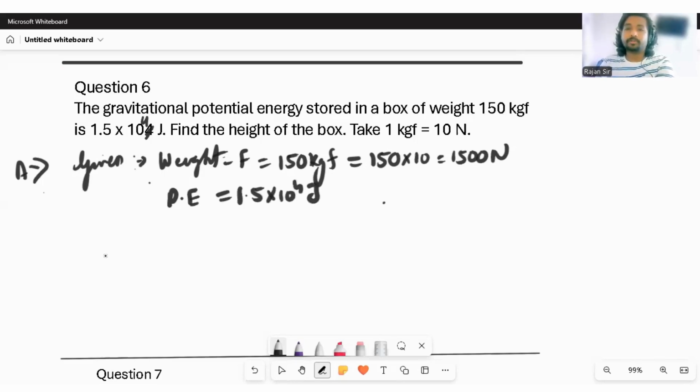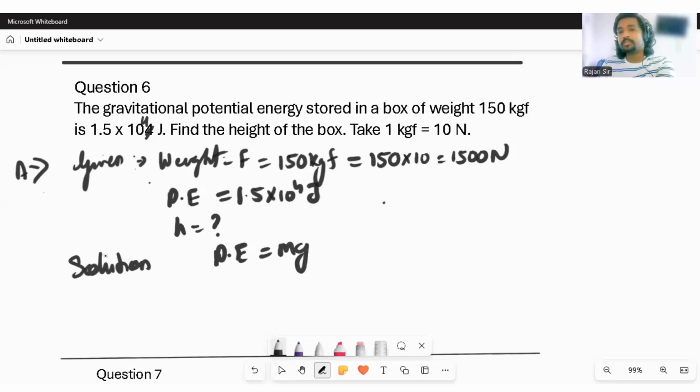Find the height of the box. You have to find height. Well, let's go. Very easy solution. We already know the formula. Potential energy is equal to mgh. Now, the mass is not given, the G is not given, but we know that mg is actually the weight. So potential energy upon the weight is equal to h.